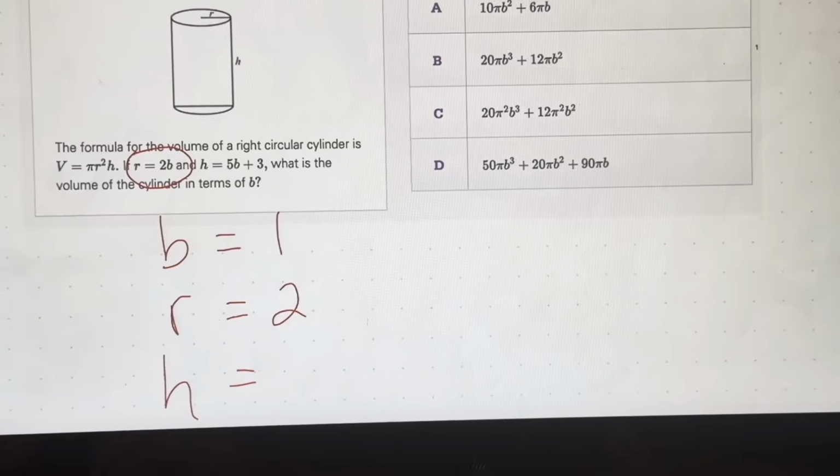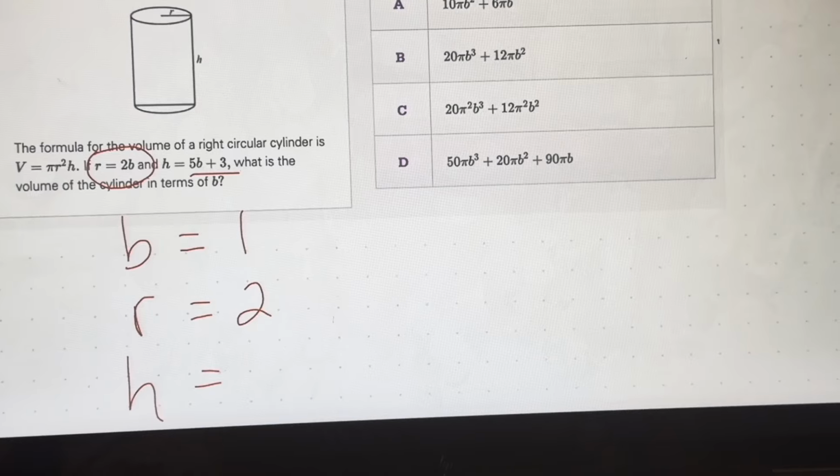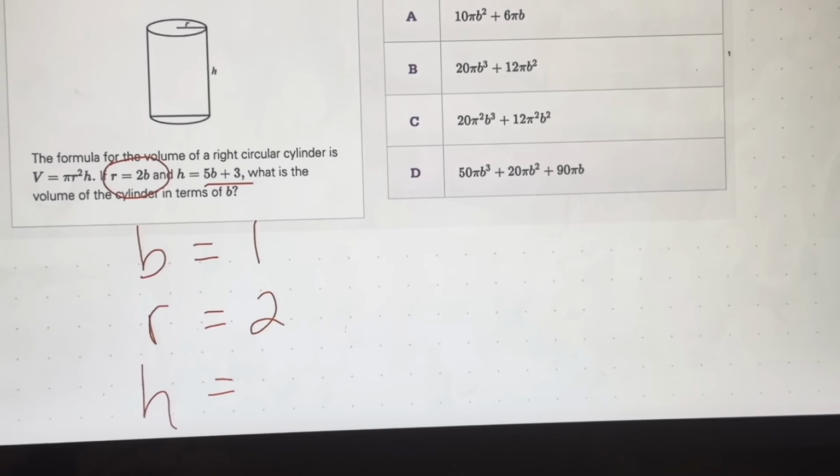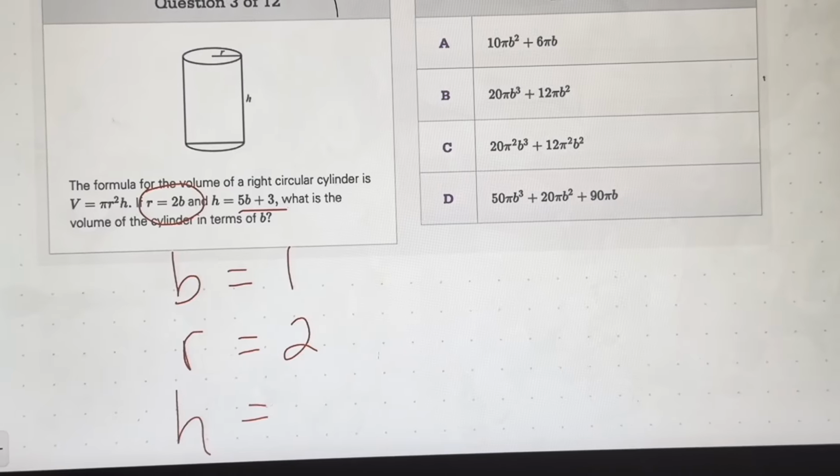H is 5B plus 3, right? Yeah. H is 5B plus 3. And if B is 1, so 5 times 1 is 5. Yeah. 5 plus 3 is 8. H is 8. Does that make sense?